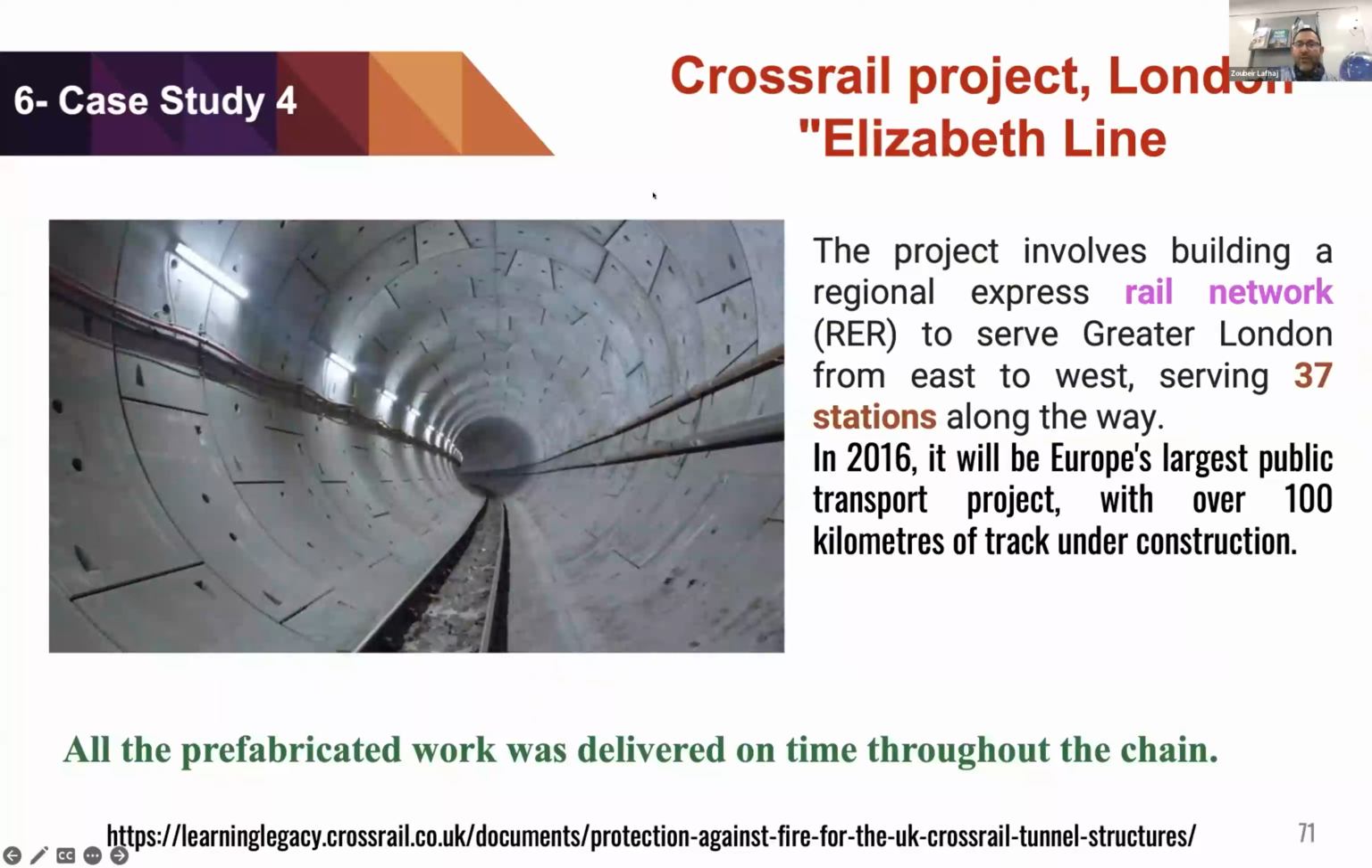We can give another example of the Crossrail project in London, the Elizabeth Line. The project involves building a regional express rail network to serve Greater London from east to west, serving 37 stations. Along the way, in 2016, it will be Europe's largest public transport project with over 100 kilometers of track under construction.